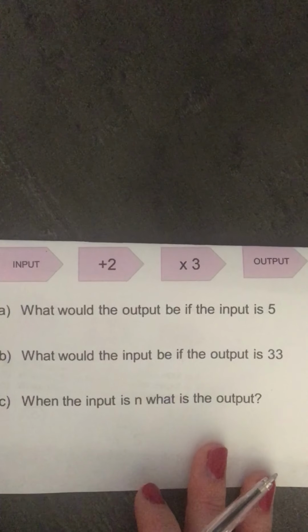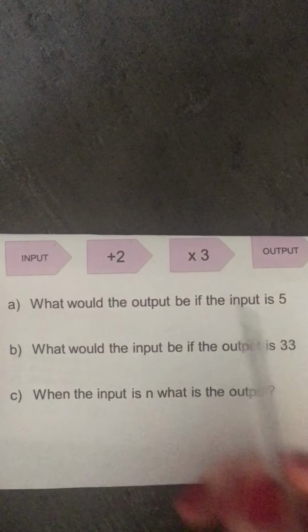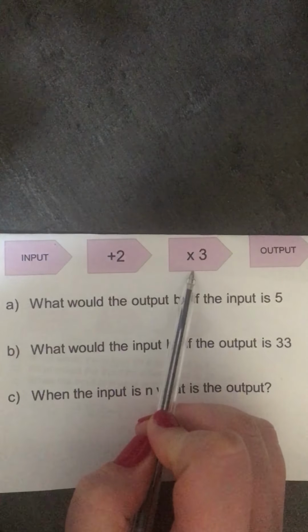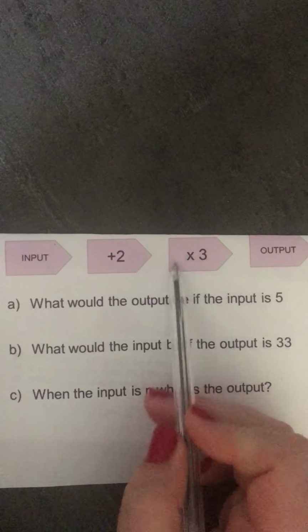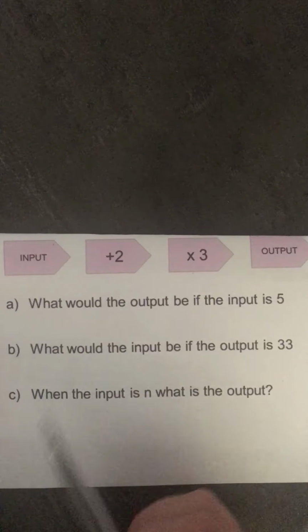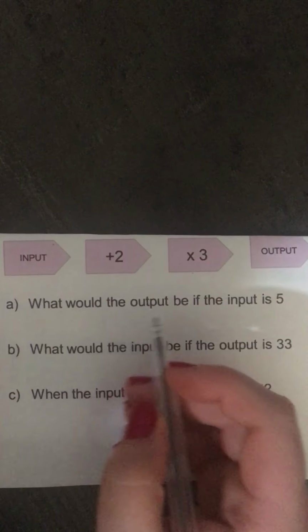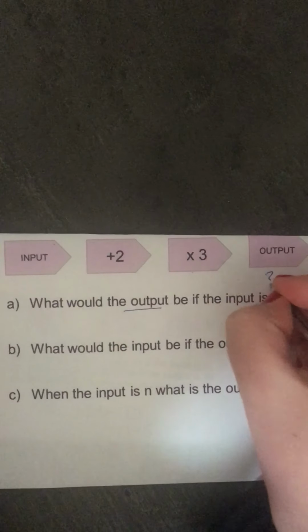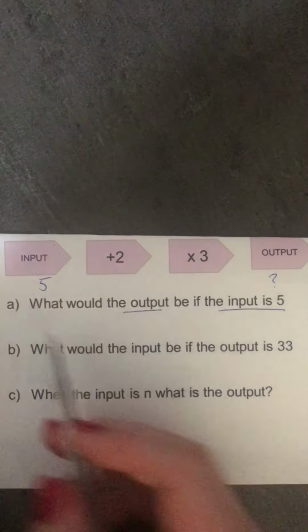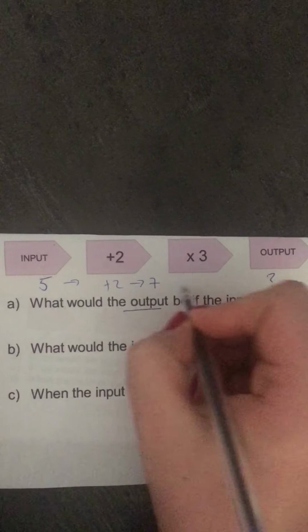Okay, let's look at one more example before we go back to that GCSE question. And this one's really important because we're going to be multiplying as the last thing, and there's something special we have to remember if we're multiplying as the last thing when it comes to the algebraic questions. So, you're probably used to the pattern by now. What would the output be? What comes out if the input is 5? So 5 goes in, we add 2, would be 7.